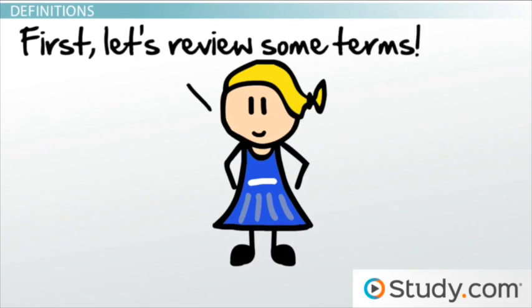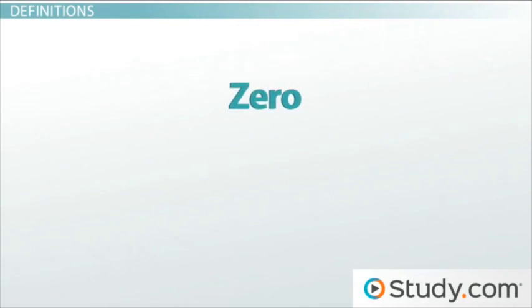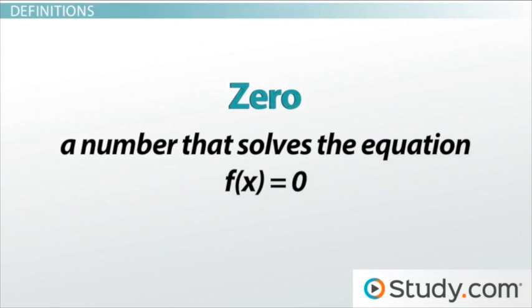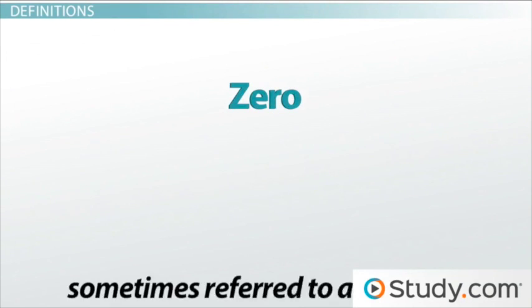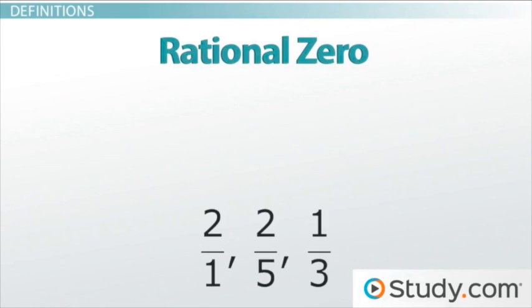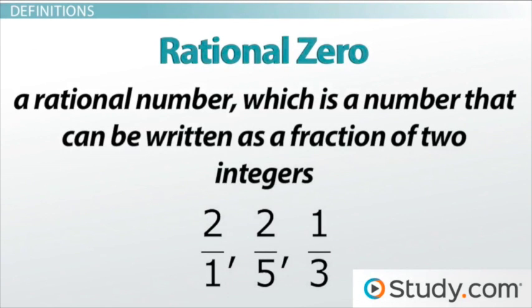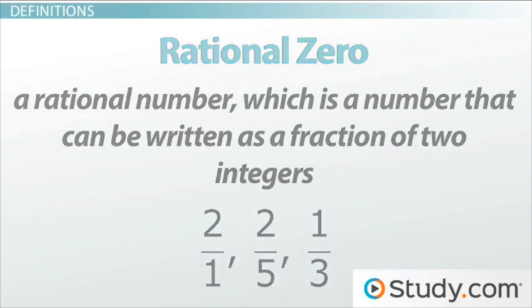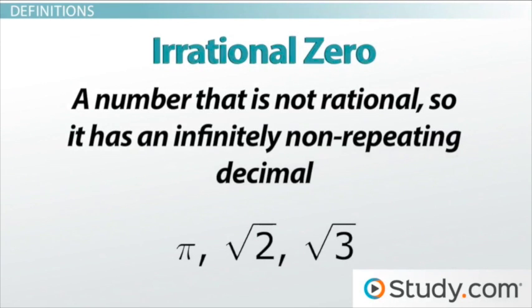Let's first state some definitions just in case you forgot some terms that will be used in this lesson. A zero of a polynomial function is a number that solves the equation f of x equals 0. These numbers are also sometimes referred to as roots or solutions. A rational zero is a rational number, which is a number that can be written as a fraction of two integers. An irrational zero is a number that is not rational, so it has an infinitely non-repeating decimal.